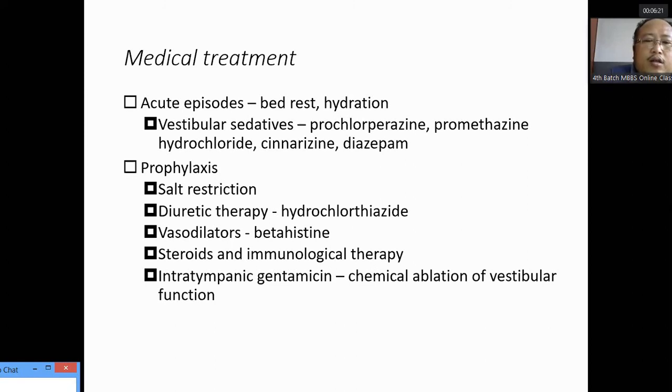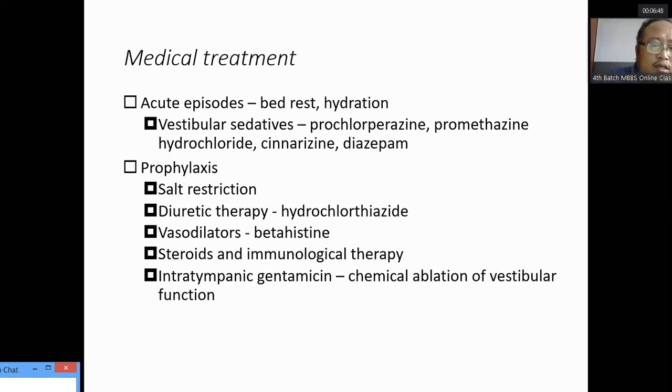And for prophylaxis, when the patient gets discharged: salt restriction, diuretic therapy, with hydrochlorothiazide as the choice. Vasodilators like betahistine, and steroids and immunotherapy are still controversial. Sometimes for severe cases, intratympanic gentamicin is used, but not all institutes go for this type of management.